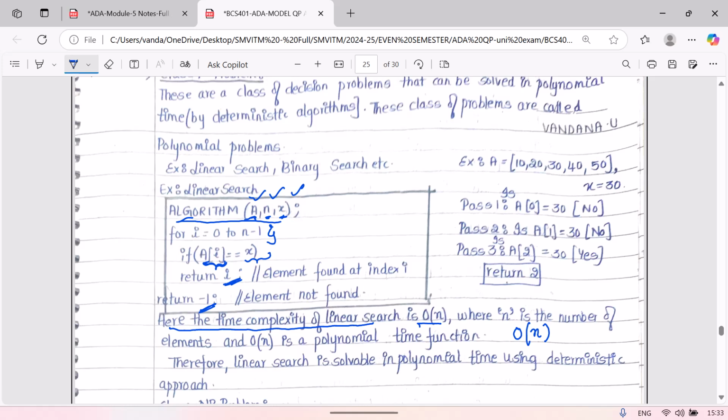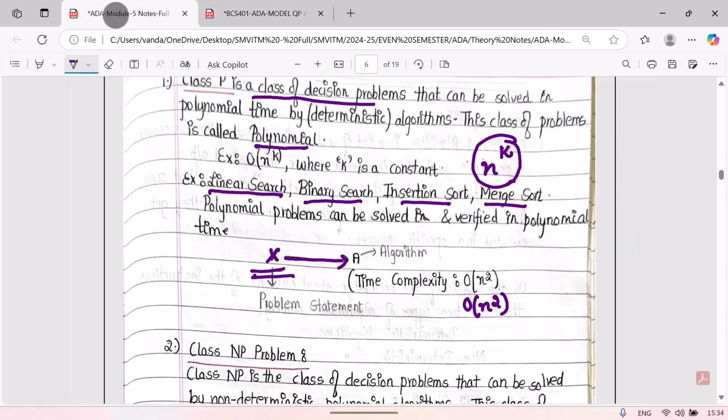Remember, polynomial means it should be of the type n to the power of k. So in case of linear search, it is n to the power of 1. So this linear search comes under the group of P problem, that is your polynomial problem. I hope you are understanding. The problem which can be solved in polynomial time, meaning n to the power of k, those algorithms which have this time complexity, and if you are using those type of algorithms to solve your problem, then your problem comes under P problem.